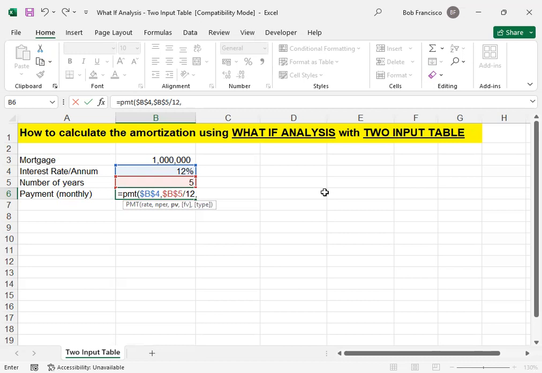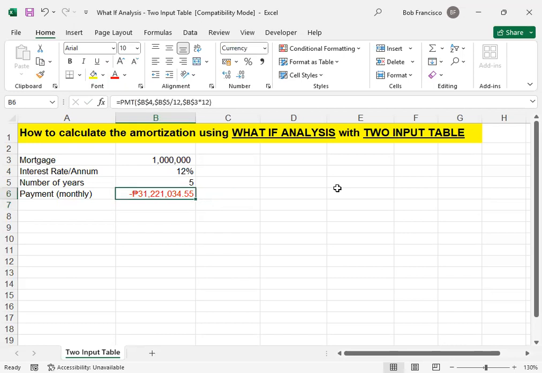Then the next thing is the PV. This is the present value, the amount as per the mortgage agreement. So the PV is this one. Again, F4. Then we're gonna convert that to monthly. I'm going to multiply that by 12. And then close it with the closing parenthesis, then enter.